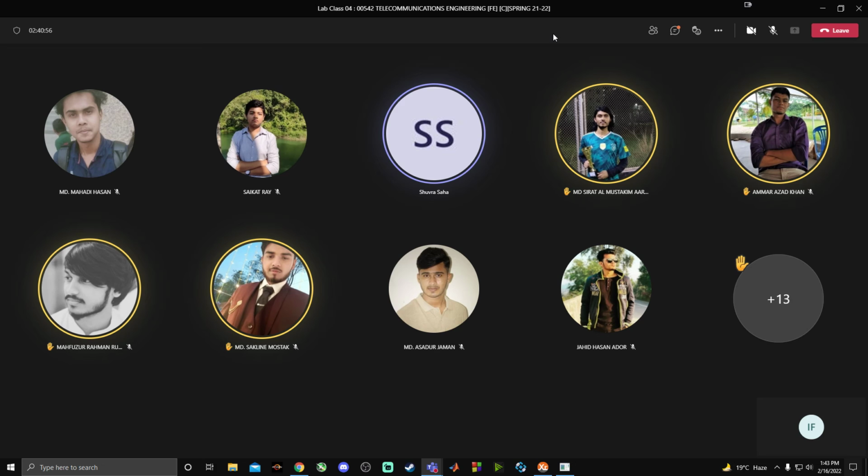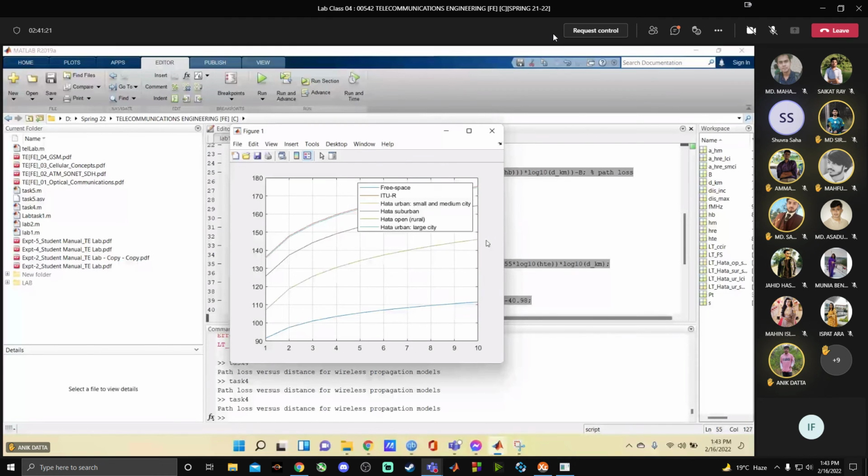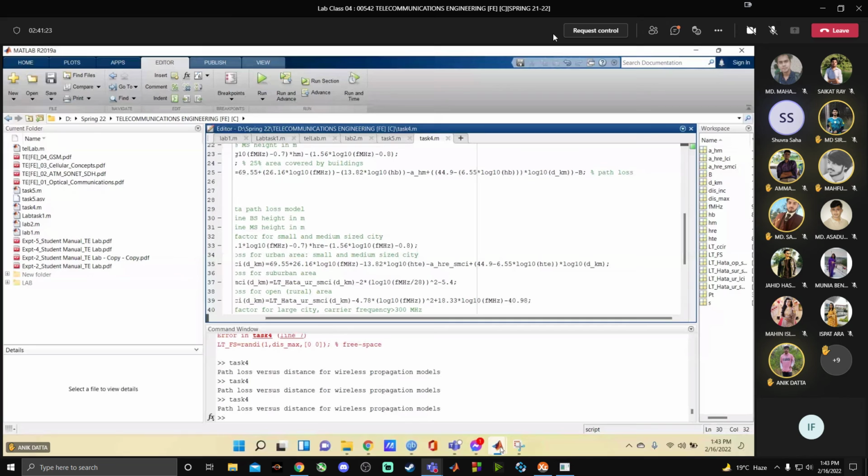Who is there? Anik Datta. Anik, are you there? Yes sir. Anik, please share your screen. Now we want to see the effect of the path loss variables on the amount of path loss. So Anik, graphটা full screen করো.